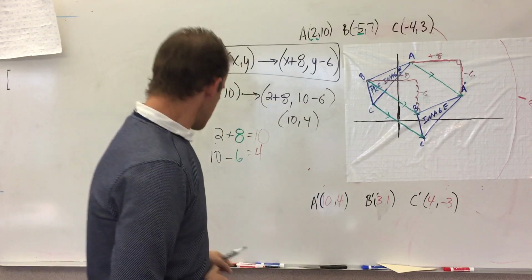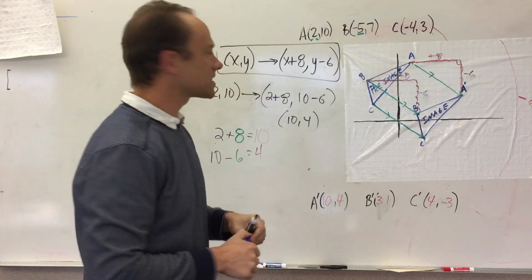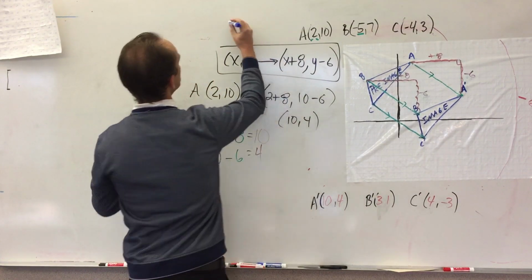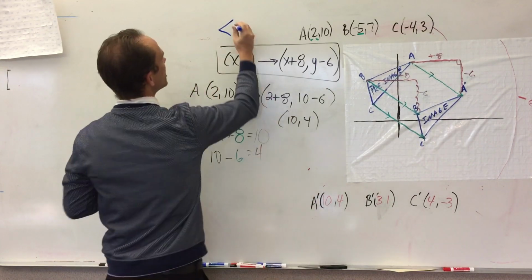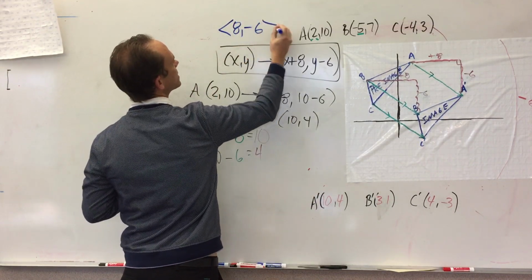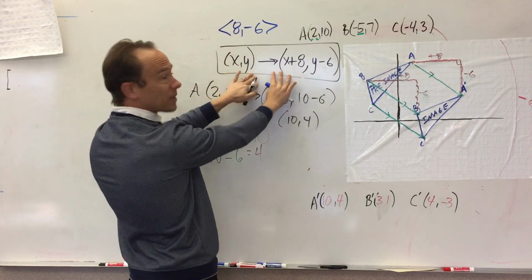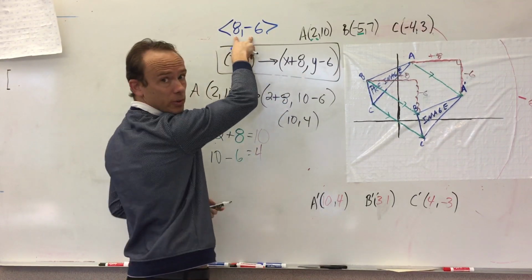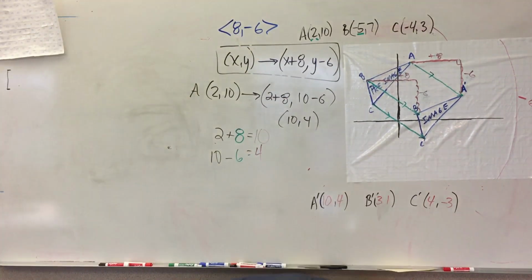Another way to write this, and I don't know if your teacher does this, we like to do this in my class, it's kind of a shorthand, is you put a sharp arrow. This is called vector notation. You just go positive 8, negative 6. And these two things mean exactly the same thing. So you either write it all out like this, or you do this quick shorthand. It says over 8, down 6.